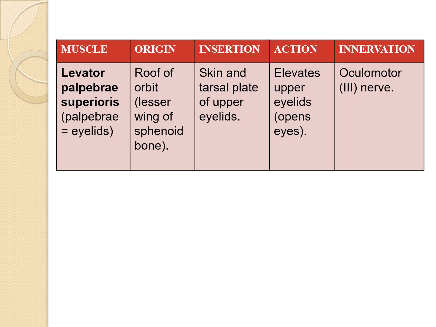And finally, coming to levator palpebrae superioris. Palpebra indicates eyelids. Coming to the origin, it originates at the roof of the orbit, that is the lesser wing of the sphenoid bone, and inserts in the skin and tarsal plate of the upper eyelids. Coming to the action, it elevates the upper eyelids, that is it opens the eyes, and it is innervated by the oculomotor nerve.